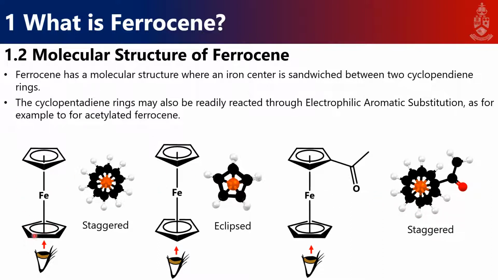So when you're drawing it, this is how you will draw it: with one side of the ring pointing forward and the other side of the ring pointing backward, and the same for your acetylated product. Okay, so that's a general idea of the molecular structure of ferrocene and where ferrocene comes from in general.